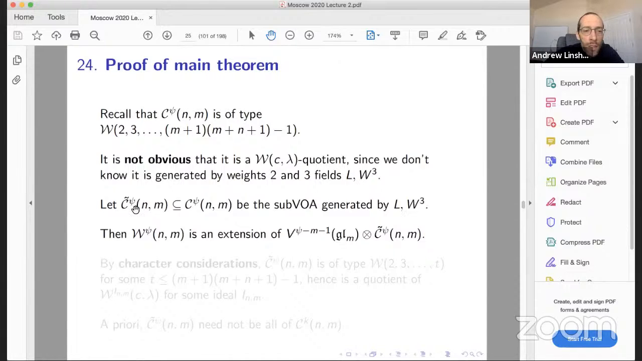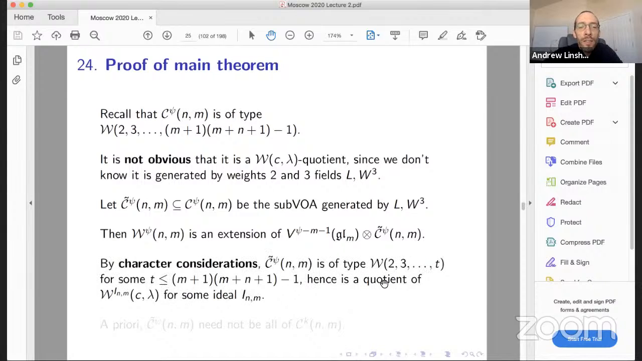So at least C psi tilde is conformally embedded in C psi, and that means that the big W algebra is an extension of the affine algebra tensor C tilde psi. I know that it's an extension of affine tensor C psi because this is the coset, but it's also an extension of the affine tensor, this slightly, possibly smaller sub-VOA. Okay, so I can also check fairly easily.